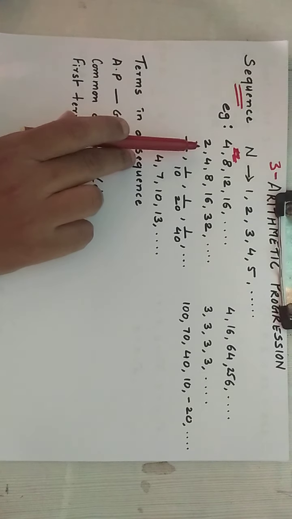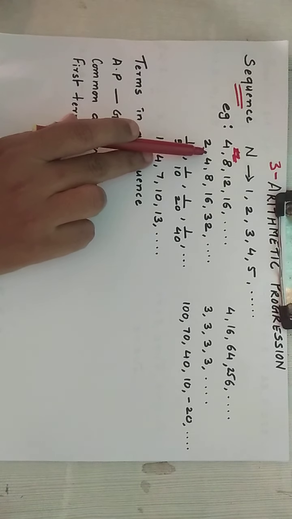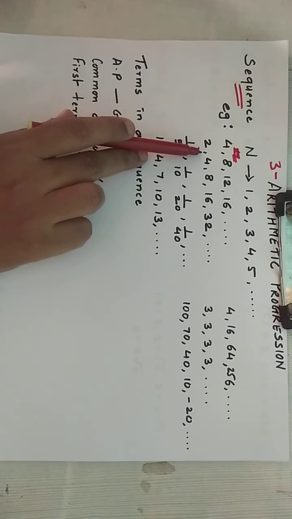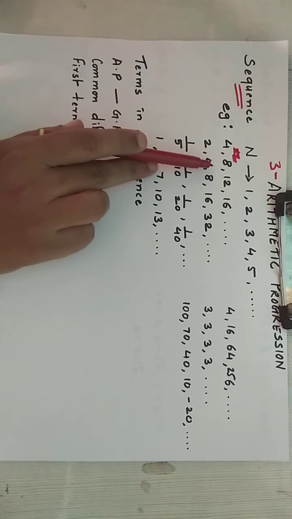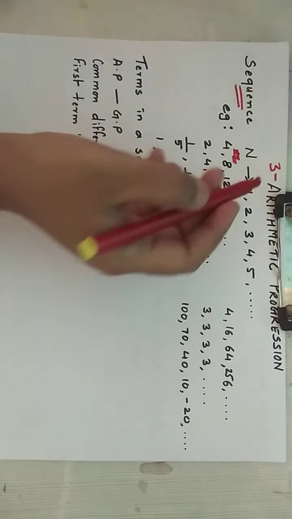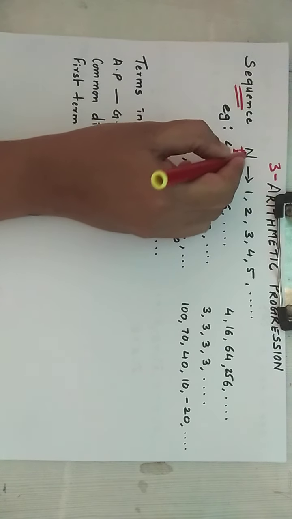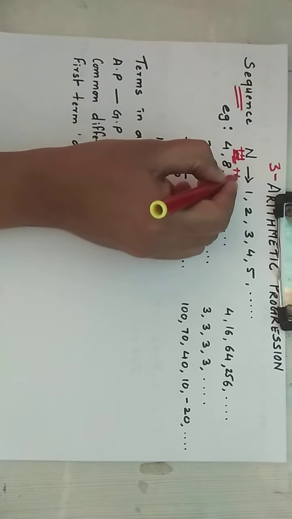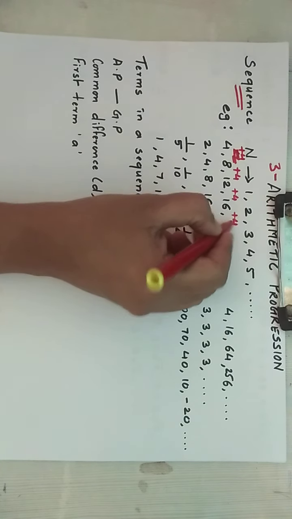Similarly, in this arrangement, the same logic. Sorry, this is not addition. If you'll observe, this is 2 into 2 gives you 4. 4 into 2 gives you 8. Let's write down over here. The first is plus 4, plus 4, plus 4, and the next number you'll get by doing plus 4.